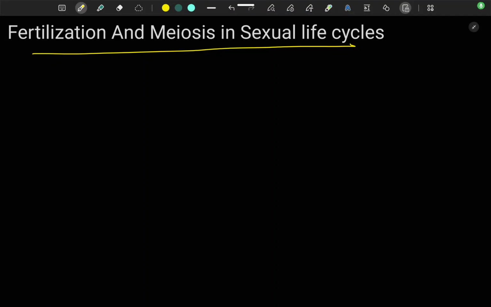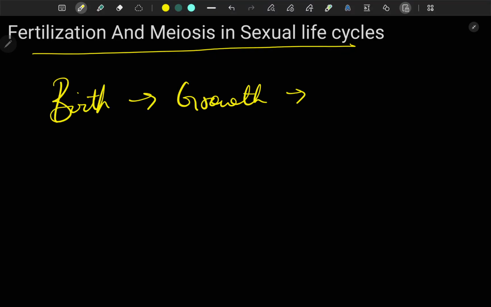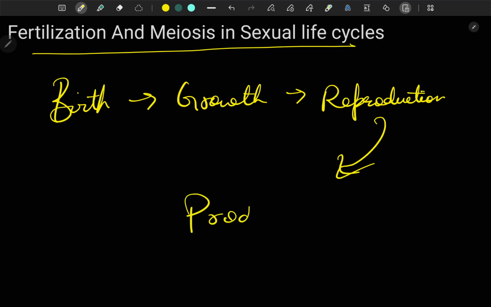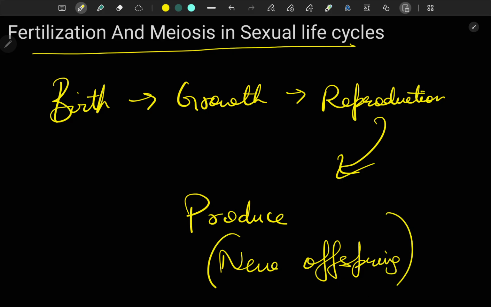Today we'll start with fertilization, meiosis, and sexual life cycles. What is a life cycle? It begins with birth. Then growth occurs. After growth, the organism reproduces, producing new offspring, which means the baby forms. That's the general idea, like I talked about in the previous lecture.